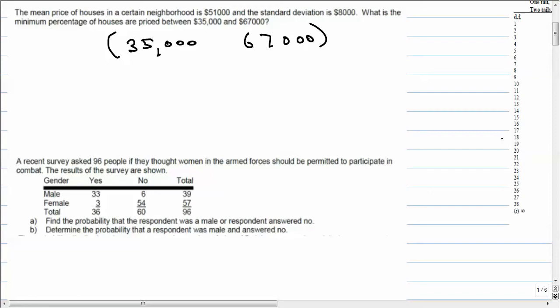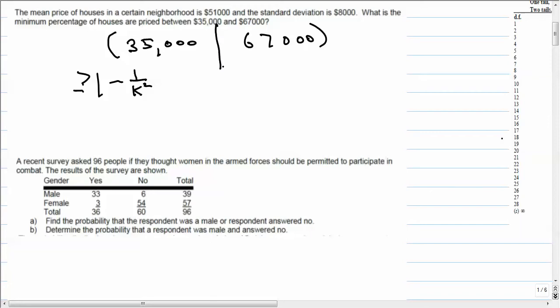Here we're told nothing. We're not told anything about the distribution. So this tells us we have to use Chebyshev's formula. And that means that at least 1 minus 1 over k squared is that percentage, where k is the number of standard deviations you are away from the mean.